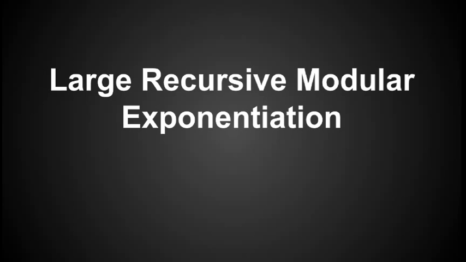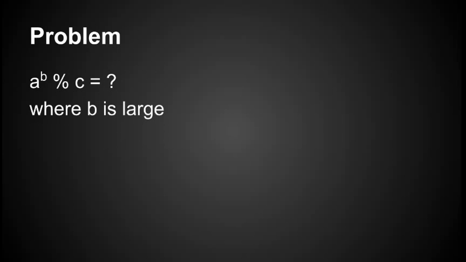So this function will solve for modular exponentiation. Our problem here is a to the power of b mod c. The percent sign means mod. So a to the power of b mod c. Well, our problem isn't when b is small, it's when b is large, when the exponent is very large.